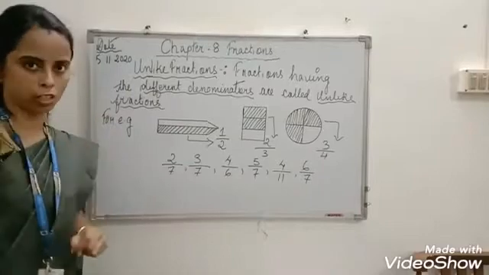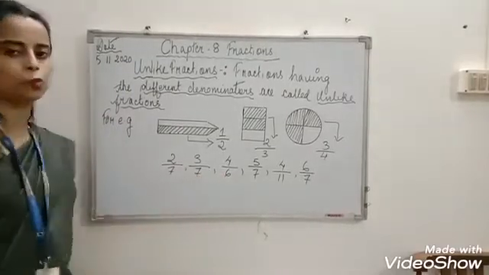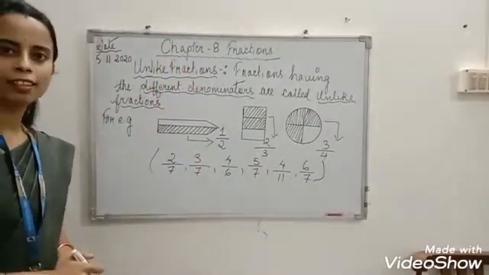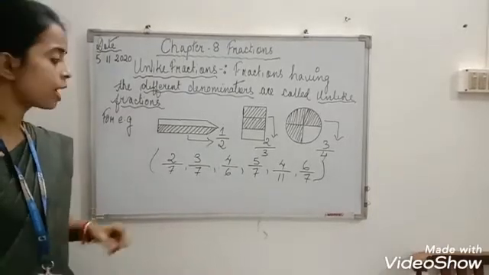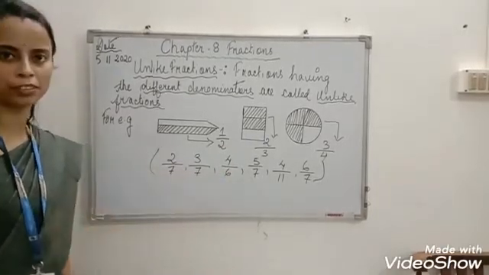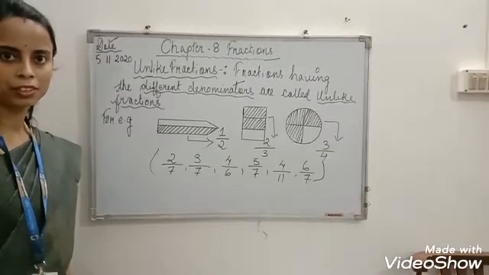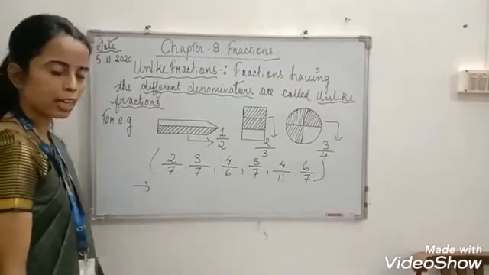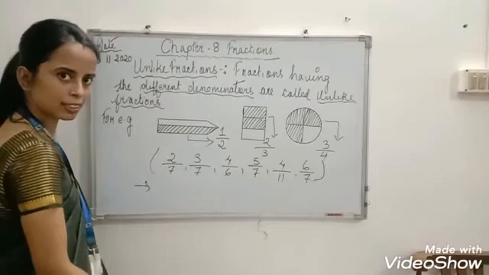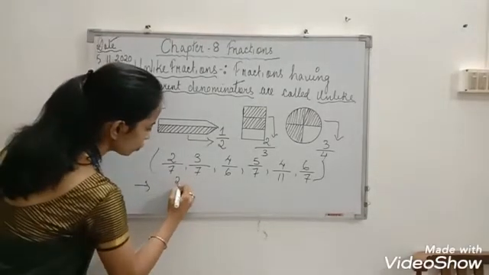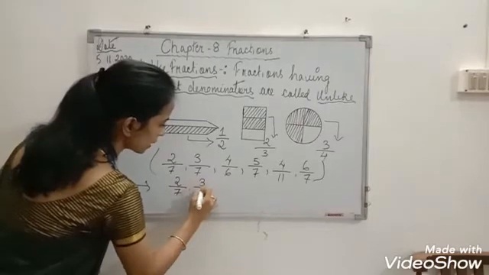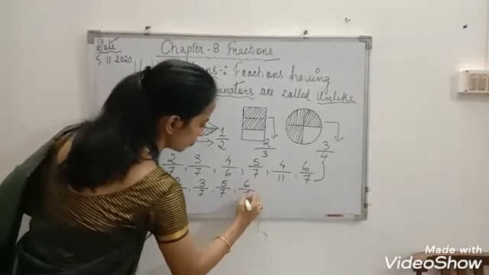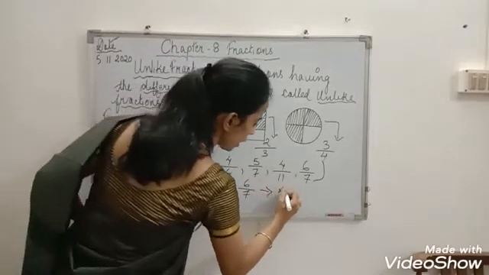Now my question to you all: identify the like fractions from the given fractions. Yes, children, tell me. So, what is the answer? Yes? Very good. So, 2 by 7, 3 by 7, 5 by 7, 6 by 7. These are what fractions? Like fractions.